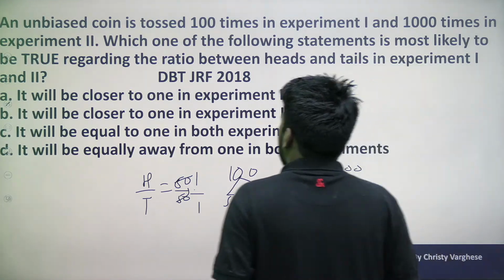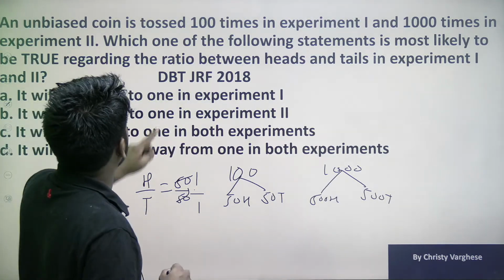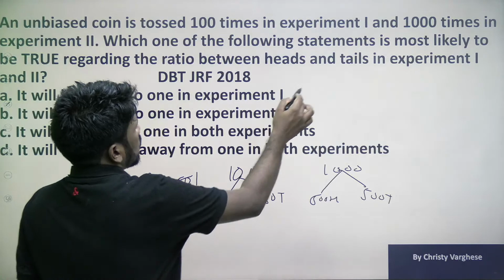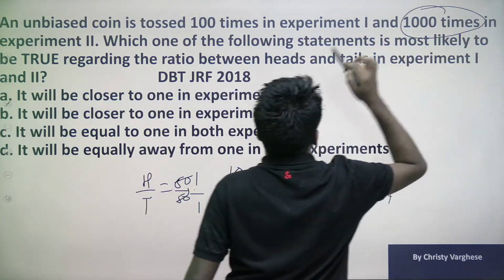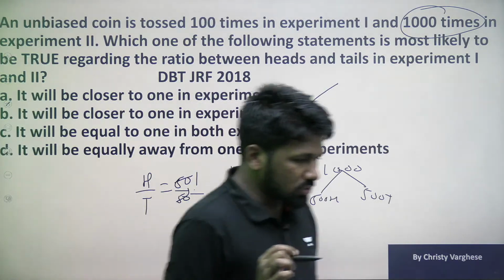So definitely it will be closer to 1 in experiment 2, which has 1000 trials or 1000 tosses. So option B is the correct answer. How many of you understood this?